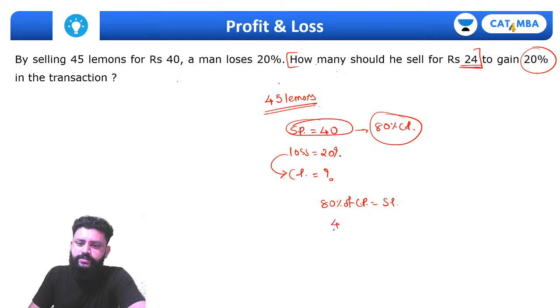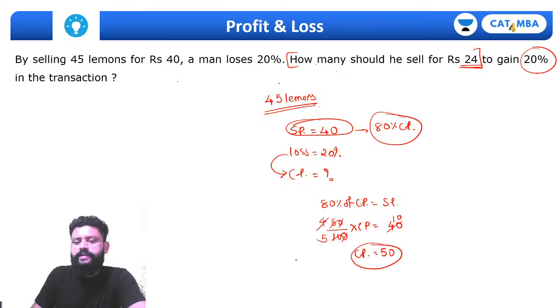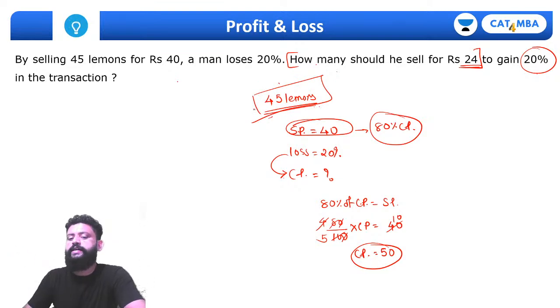So 80% is 4 by 5. Hopefully you understood how 4 by 5 came: 80 by 100 into CP must be 40. The 4 gets cancelled, here 10 comes, so the cost price must be 50. So basically he bought those 45 lemons for 50 rupees. Is it okay? Have you understood this part, all of you?